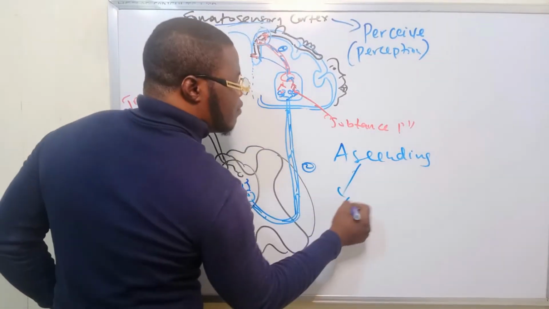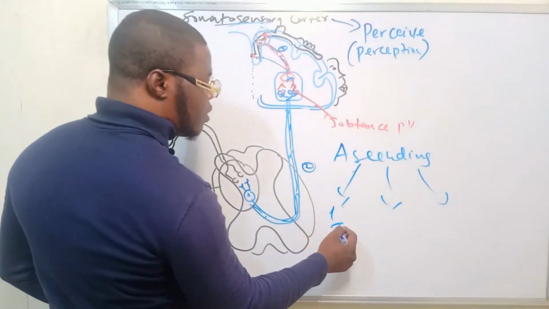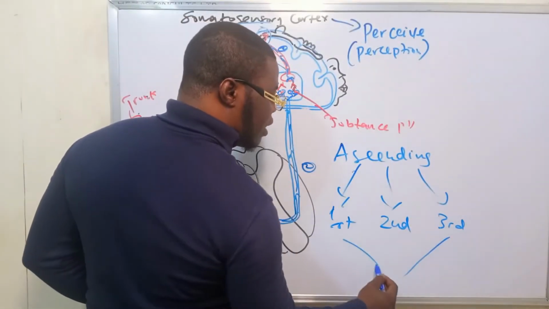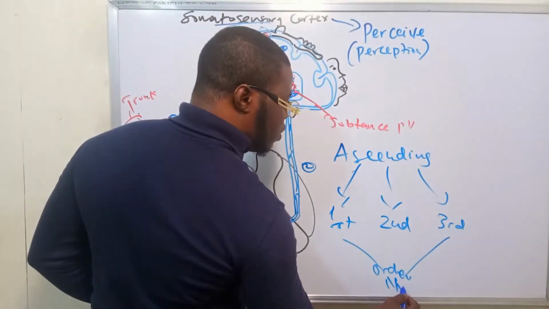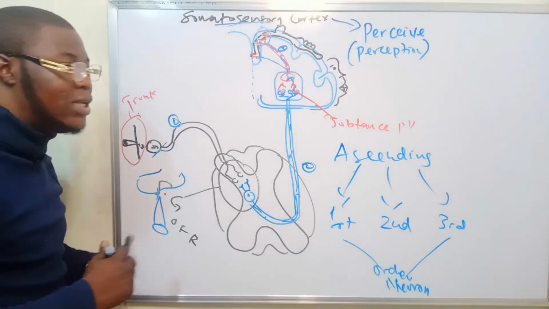So the ascending pain pathway has what? It has 3 neurons. The first one is called the first order neuron, the second one is called the second order neuron, and the third one is called the third order neuron. As simple as that. Now, let's take a look at the descending pathway. I'll be right back.